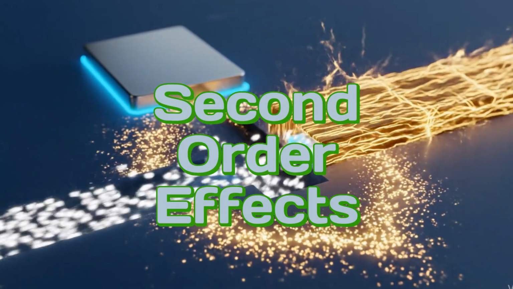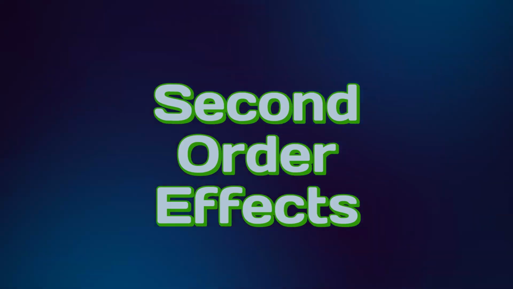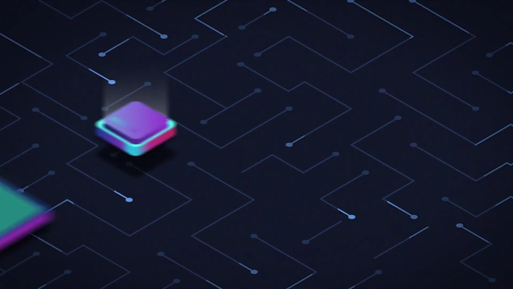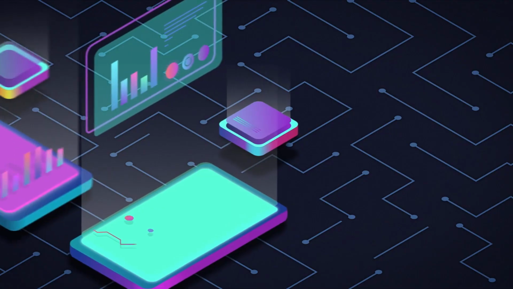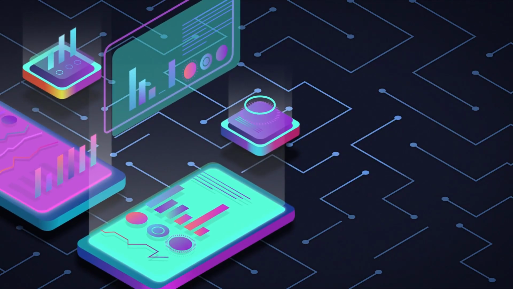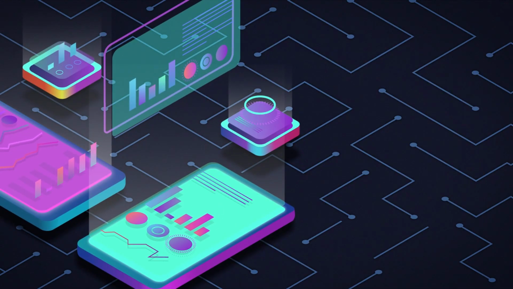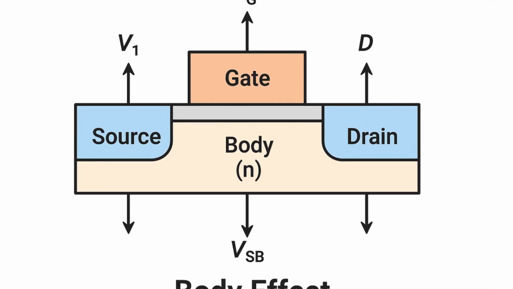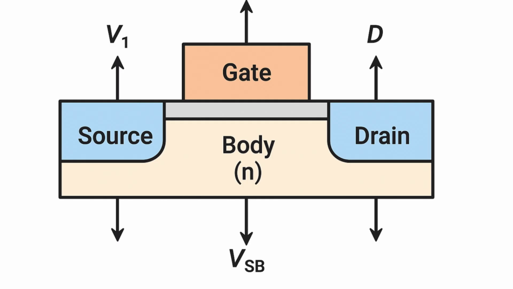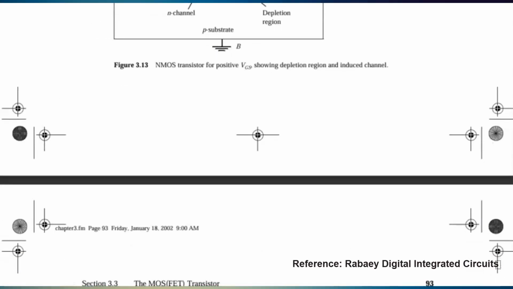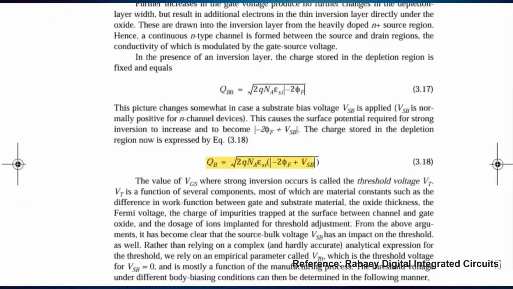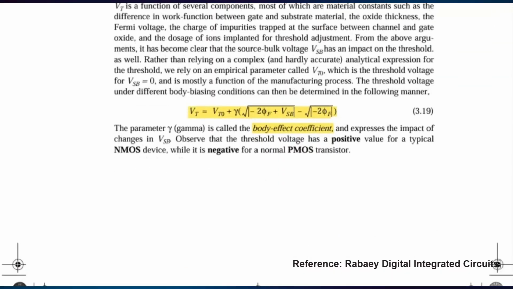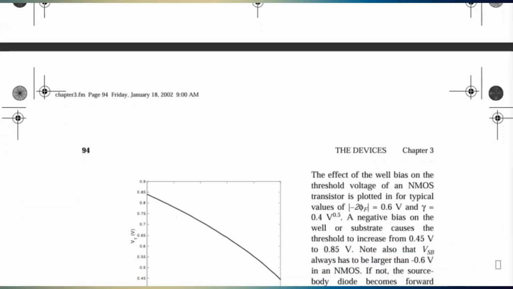Second order effects at nanoscales come into the picture at smaller geometries, where ideal MOSFET behavior breaks down due to several second order effects. Body effect, or substrate bias effect: the threshold voltage changes when the source and the bulk are at different potentials. This affects how easily the channel forms and complicates circuit design.